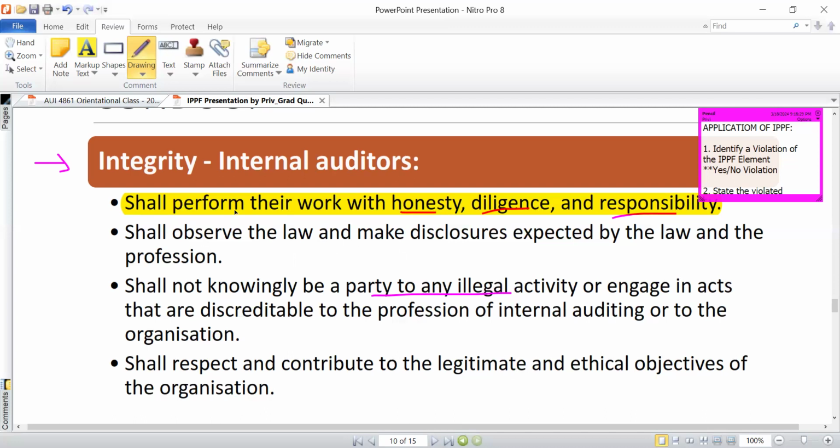With the principle of integrity, there are 4 rules of conduct of note that you need to be aware of. Number 1 is that internal auditors shall perform their work with honesty, diligence, and responsibility. We shall observe the law and make disclosures expected by the law and the profession of internal auditing. We shall not knowingly be a party to any illegal activity or engage in acts that are discreditable to the profession of internal auditing or to the organization. And lastly, we shall respect and contribute to the legitimate and ethical objectives of the organization. These are your 4 important rules of conduct that describe the integrity principle of internal auditing. Right. Are we together?